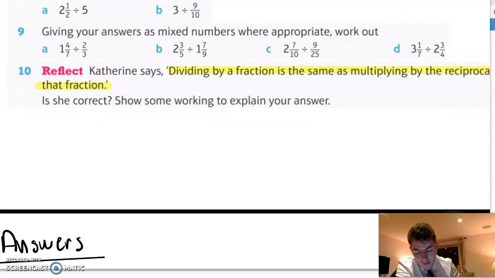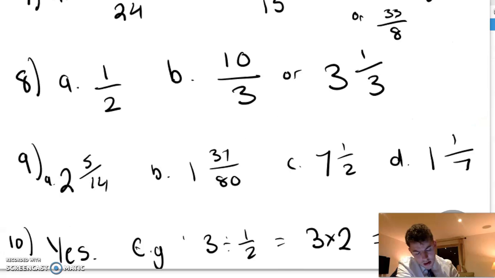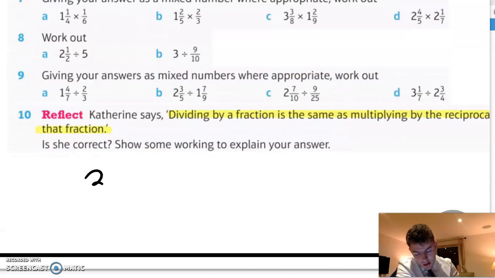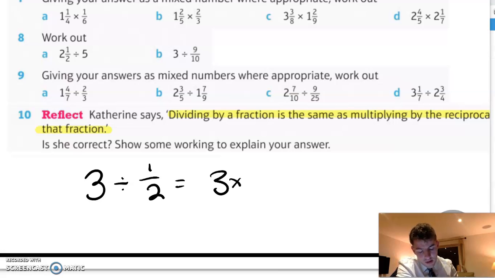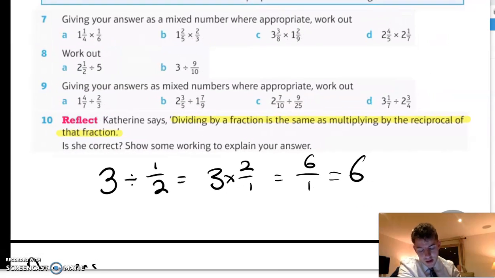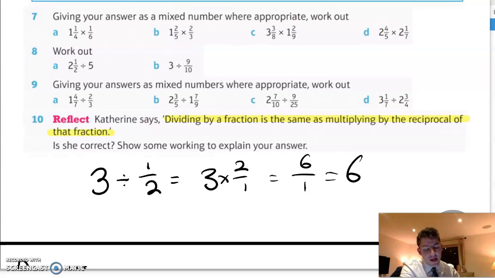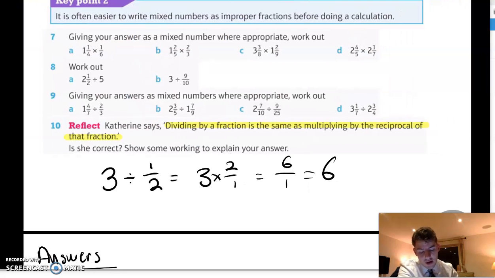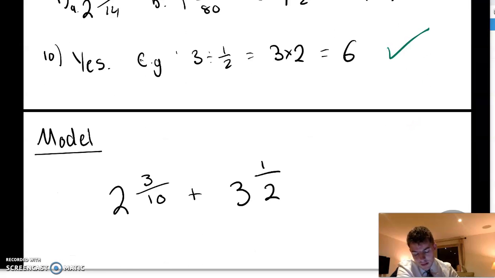So for example, 3 divided by a half is the same as 3 multiplied by 2/1. And that equals 6/1, which equals 6. So yes, it is true. Dividing by a fraction is the same as multiplying by the reciprocal of that fraction. So we're going to do a big tick.